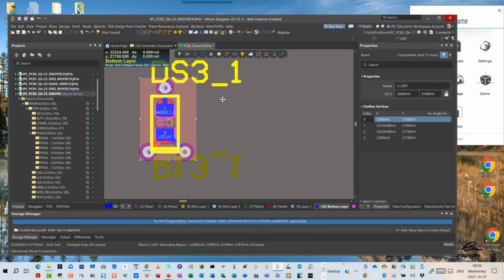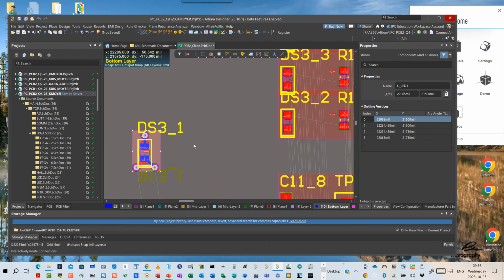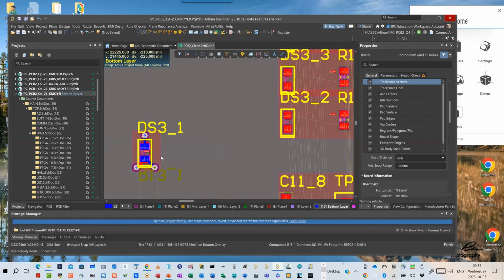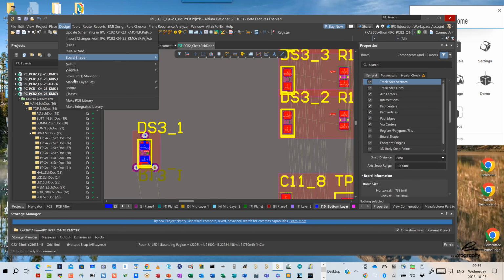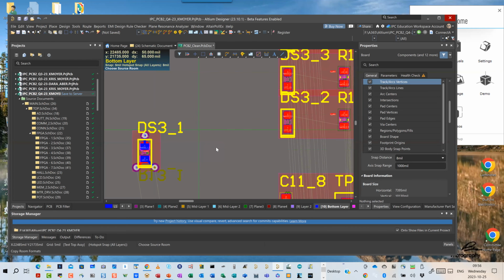Now here's the cool feature why I'm using the hierarchy. Okay. Now that I've created the first instance, I want all 16 to look exactly like this one right here. So I'm going to go up here under the design menu, under the rooms submenu right here, and I'm going to say copy room formats. As soon as I do that, I get the large crosshair. But if you look at your status bar, it says choose source room. I'm going to click on this one right here.